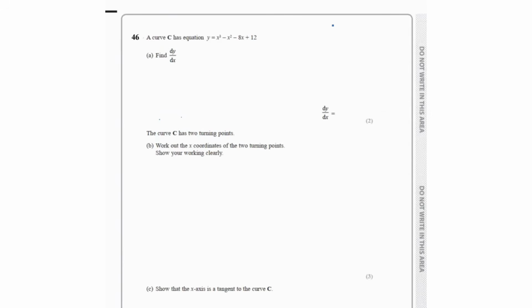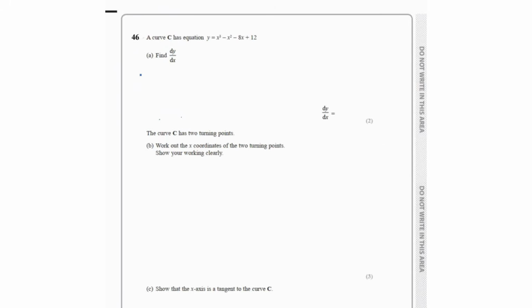Then differentiation. You can either get differentiation directly where they're talking about a curve, or you can get a kinematics question where they talk about displacement, velocity, and all of that. So we have an equation for curve C, which is y equals x cubed minus x squared minus 8x plus 12. We have to find dy by dx.